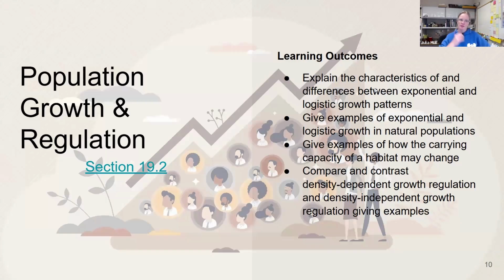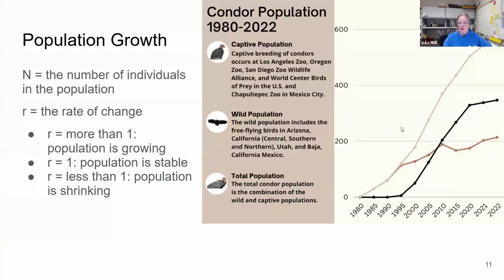All right, so now we're going to talk about how we measure population growth, or the change in population levels, and how population size is going to be regulated. One of the most important things that population ecologists need to understand is how population sizes change over time.